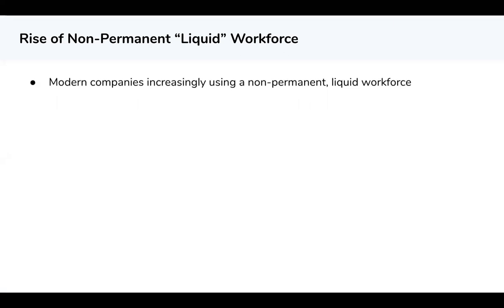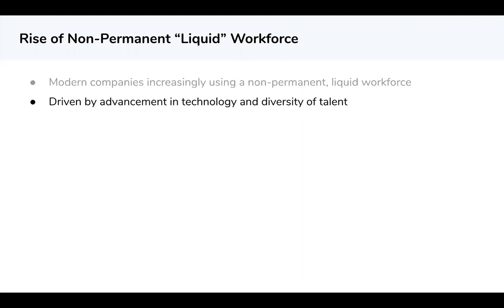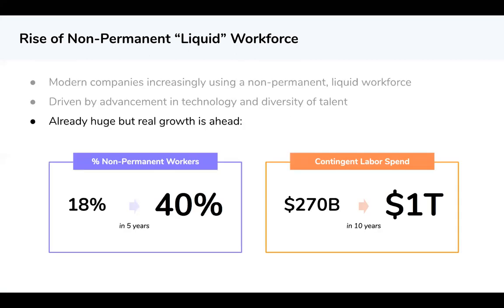As you know, the most modern companies are increasingly using a non-permanent Liquid workforce, driven by the advancement in technology such as collaboration tools, marketplaces, AI, as well as diversity of talent and their differing needs. This workforce already makes up 40% of the largest companies like Amazon and Google, and the industry spend on them will grow to more than $1 trillion in the next 10 years.